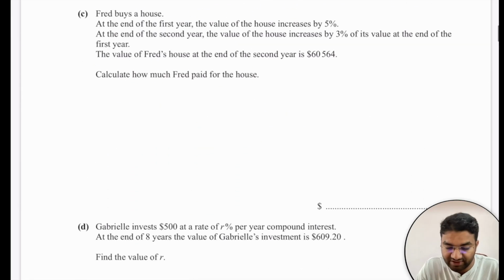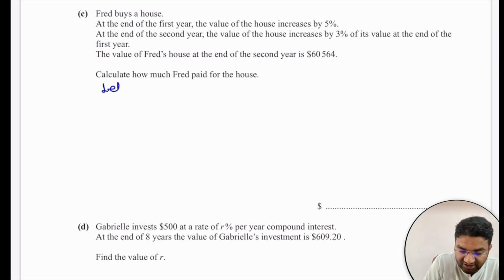Fine. Next, Fred buys a house. At the end of the first year the value of the house increases by 5%, and at the end of the second year the value of the house increases by 3%. The value of Fred's house at the end of the second year is $60,564. So how much did Fred pay for the house, meaning the initial amount he paid?